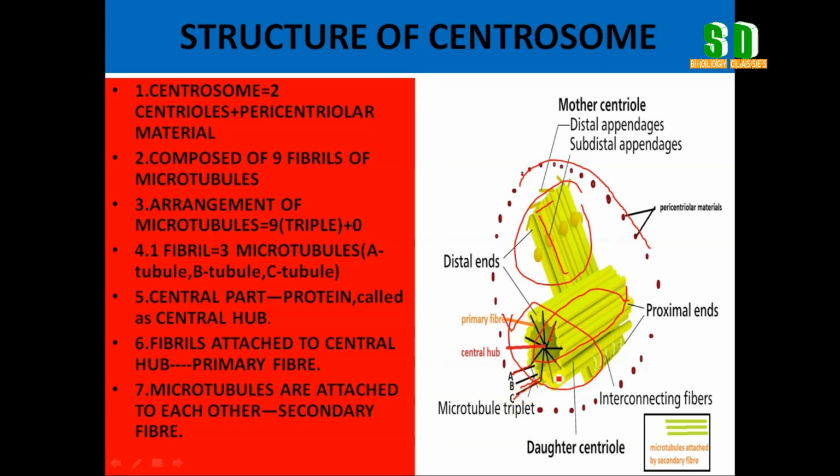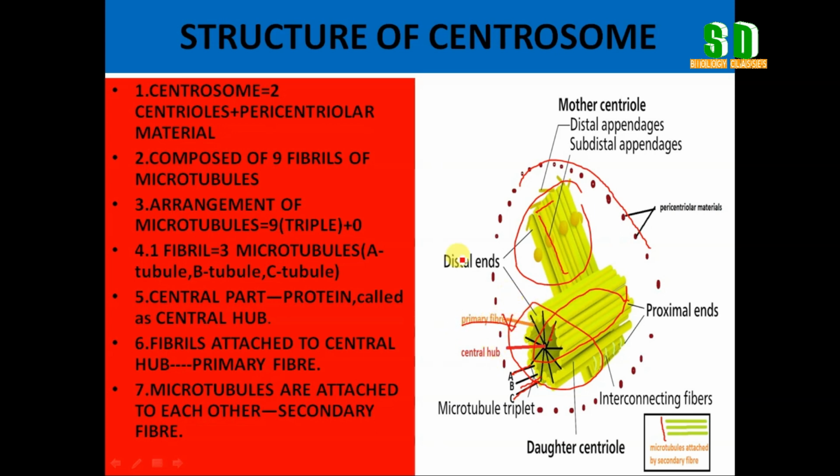The central part is proteinaceous. The central part is made up of protein and it is called the central hub. Now the microtubules are attached to each other by secondary fiber, whereas the microtubules are attached to the central hub by primary fiber. The microtubules are attached to the center by primary fiber.